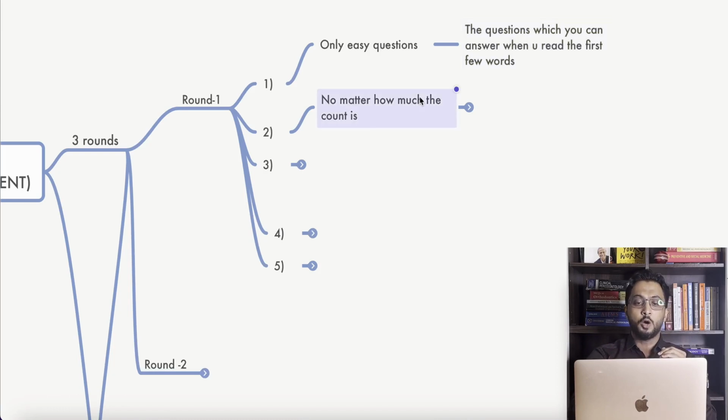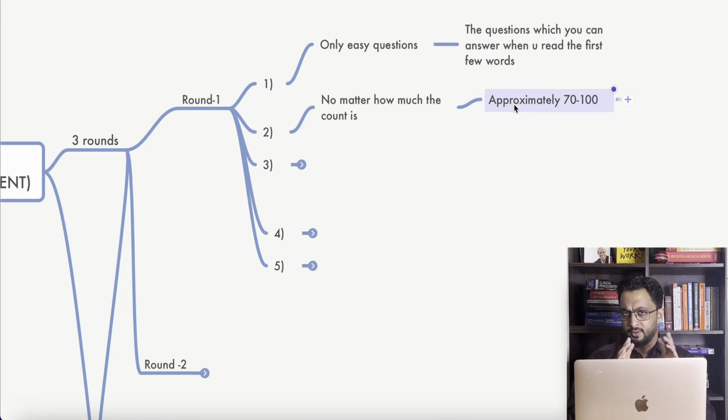Now, no matter how much the count is, usually approximately 70 to 100. Usually, a well-prepared student attempts 70 to 100 minimum when they attempt these easy questions. Now, it depends upon your state of mind also. If you're too worried, then yeah, you might feel like you will be attempting less than that. So you have to be stress-free. Stress management, I'll come to that in the next part of this lecture.